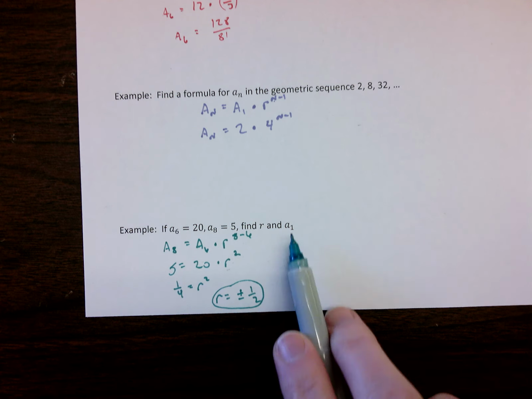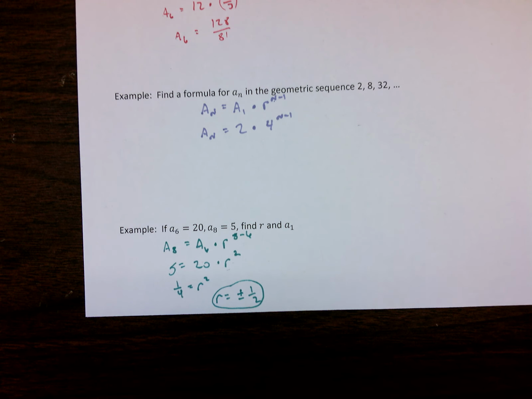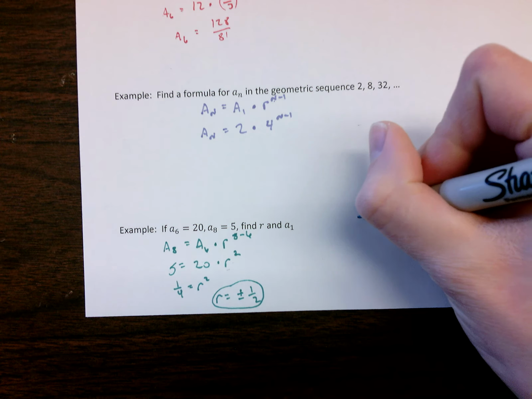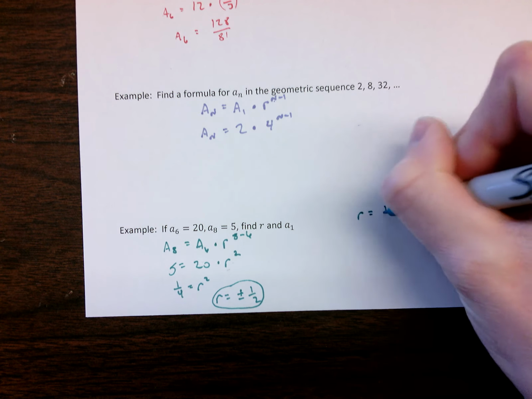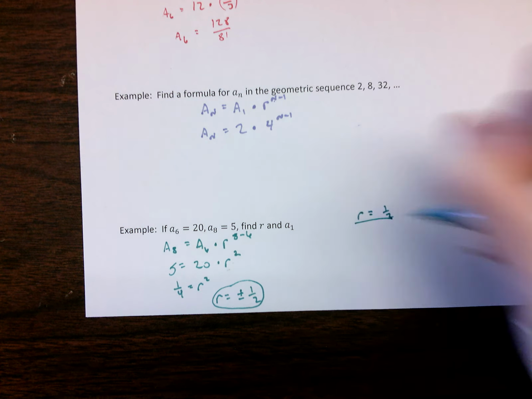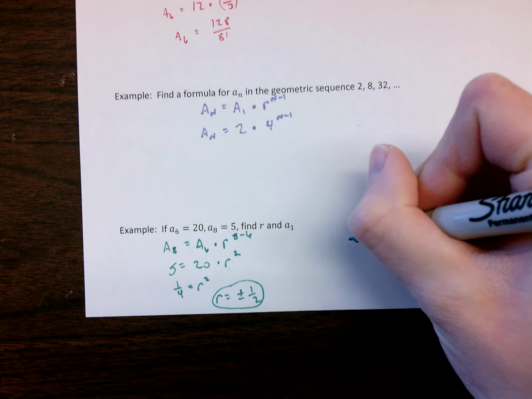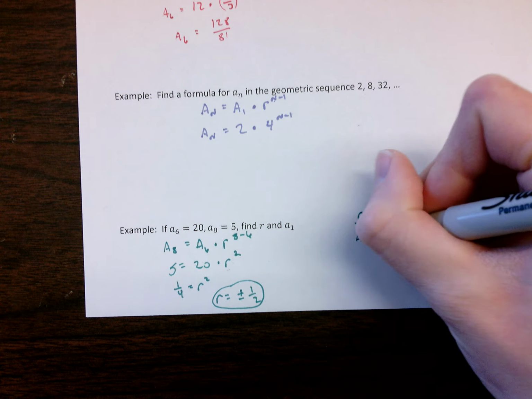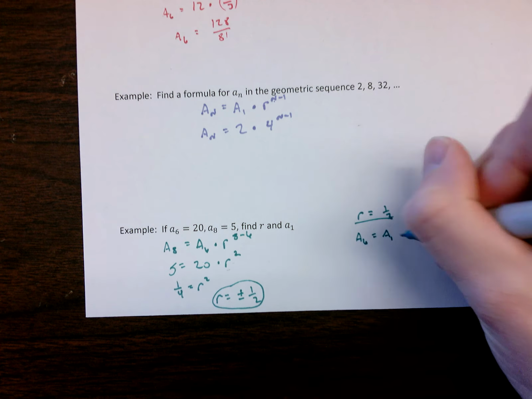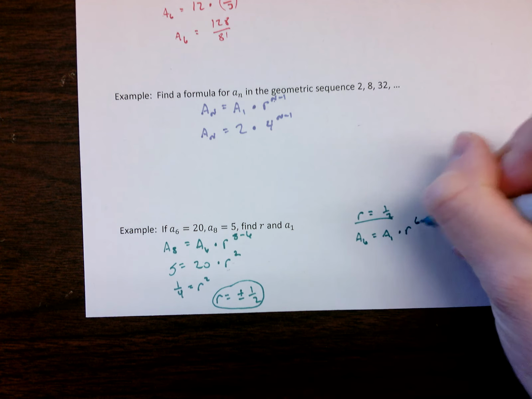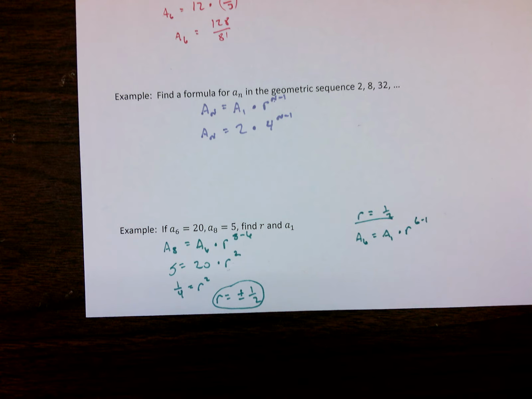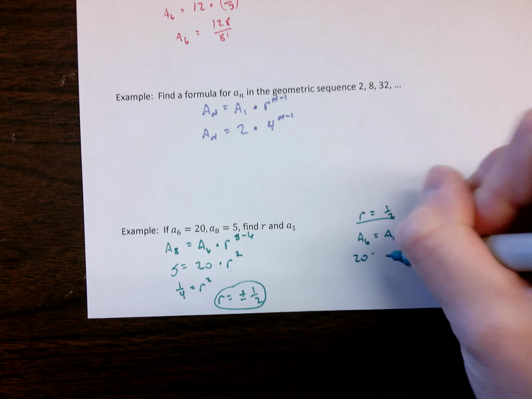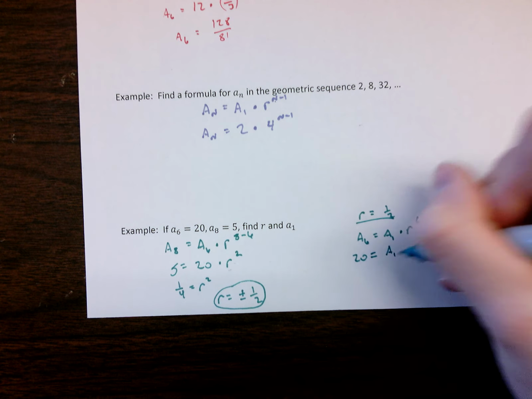So now when I go to figure out what my A1 value is, it's going to depend. So we're going to have to do this as 2 different cases. First of all, what happens if r equals 1/2? Well, in that case, you can use either one. I think I'll use a sub 6. So to get to a sub 6 from a sub 1, multiply by your common ratio, 6 minus 1 times. I know this is 20. I don't know this. That's what I'm looking for.